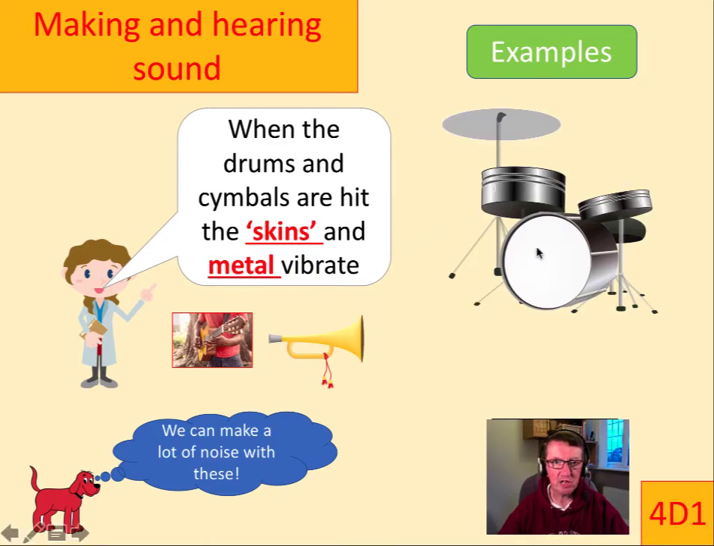Nice noisy drum kit here. Now when drums and cymbals are hit, well, when it's a drum, this is called a skin. The skin of the drum, there'll be a skin there, there'll be a skin there. That vibrates, and also metal vibrates, particularly on the cymbal. So what have we had? So far we've had strings vibrating, air vibrating, we've had skins and metal vibrating.